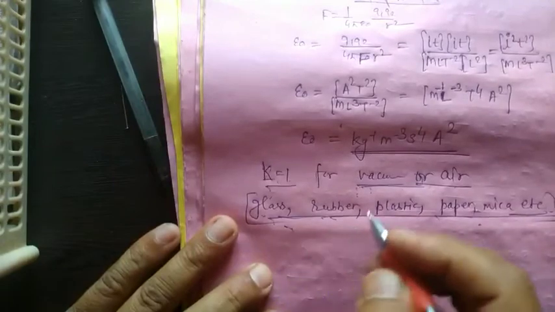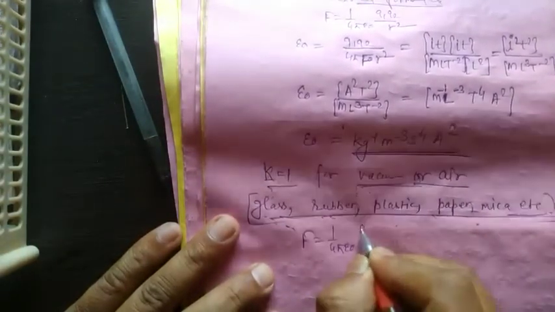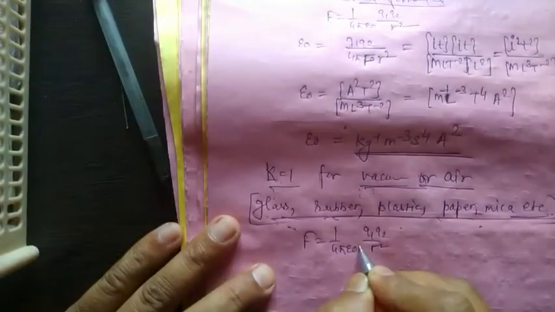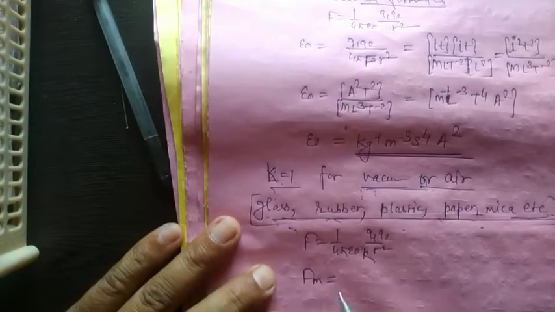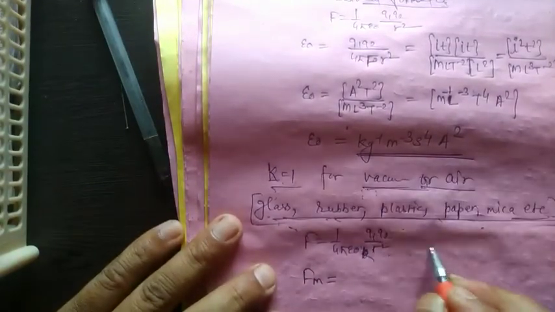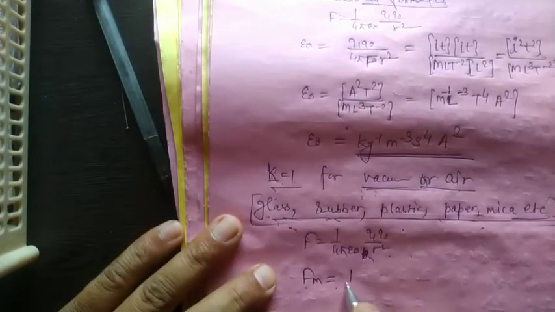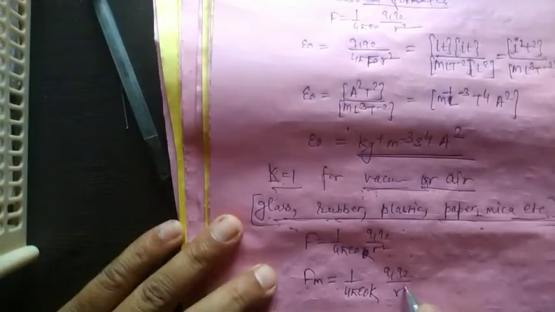Then we know that F equals 1 Q1 Q2 upon R square K for vacuum or air, and for a medium, F equals 1 upon 4 pi epsilon naught K Q1 Q2 upon R square.